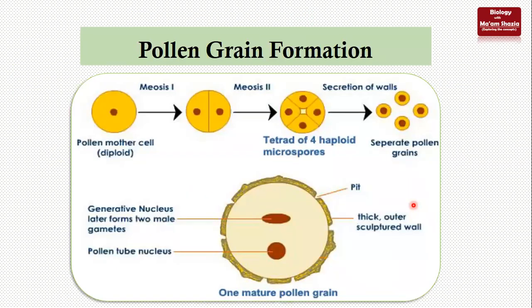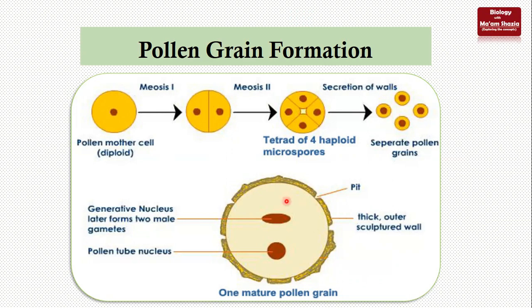Okay, then is pollen grain formation. Now, how is it responsible? This is the microspore mother cell, right? They are called microspores because they are smaller in size. The male gamete is smaller in size. That's why they are called microspores, right? This is the microspore mother cell. It is diploid, and on meiosis it will develop into four haploid microspores, right? One microspore mother cell will develop into four haploid microspores. So they have produced four separated pollen grains.